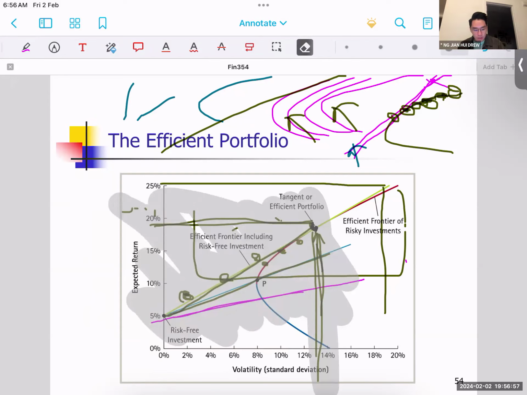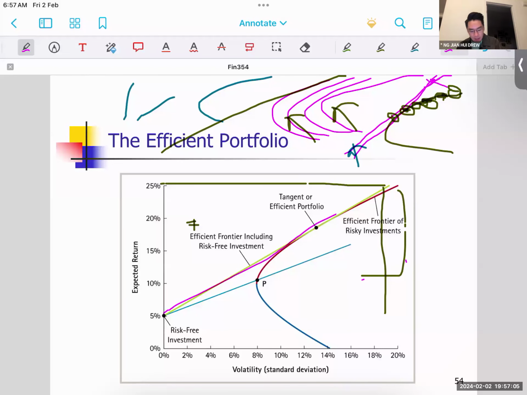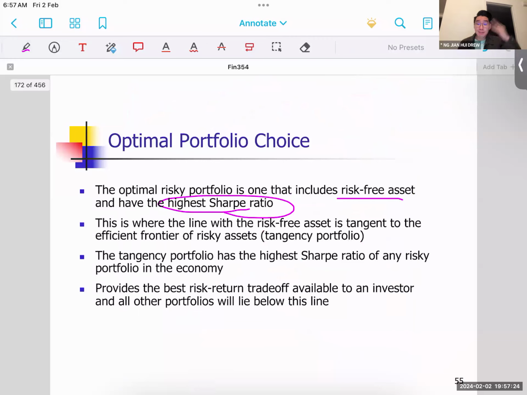So let's compare two Sharpe ratios here. We have one Sharpe ratio given by this, which is steeper, compared to this Sharpe ratio, which is more gentle in terms of gradient. Can you see that for a given volatility at 14% standard deviation, the steeper your line, the higher the returns, right? So the optimal portfolio is one with the steepest Sharpe ratio, and this is given by the line that is tangent to the efficient frontier.